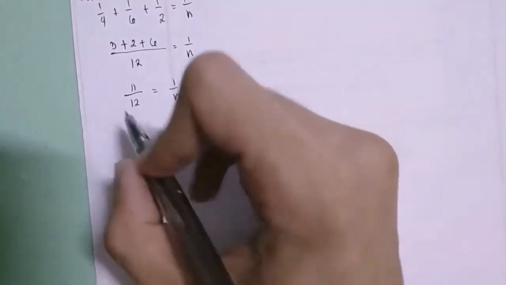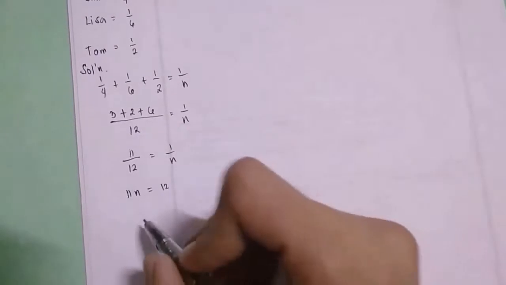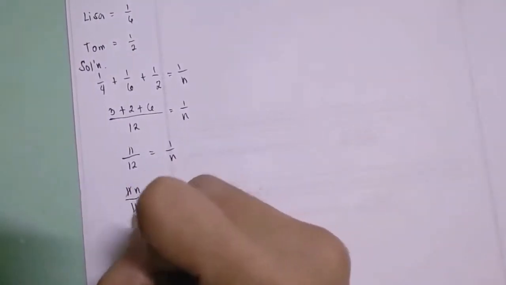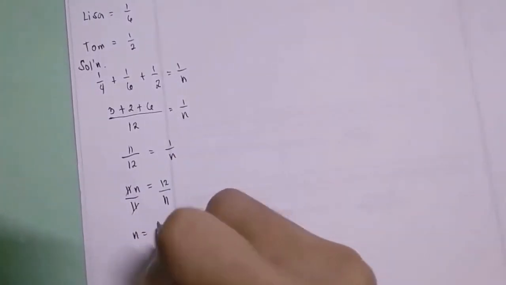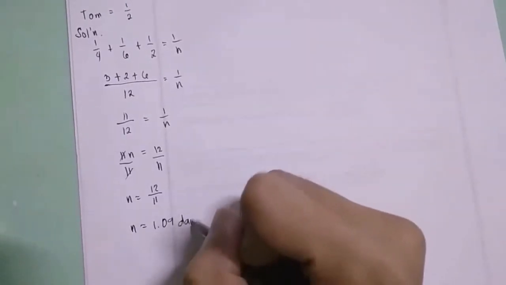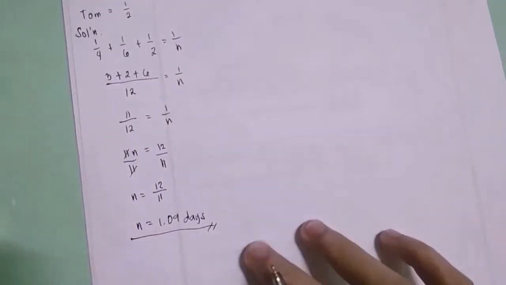Cross multiply, guys. 11 times n is equal to 12. To get the value of n, let's divide both sides by 11. So we can cancel this out. n is equal to 12 over 11 or 1.09 days. So that's the total days they can finish the job if they work together.